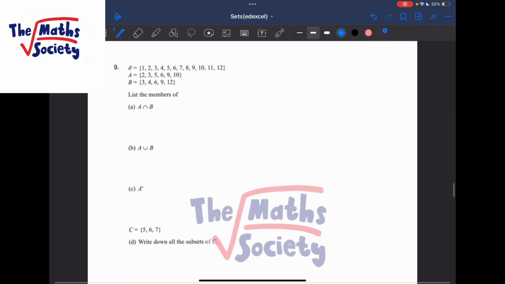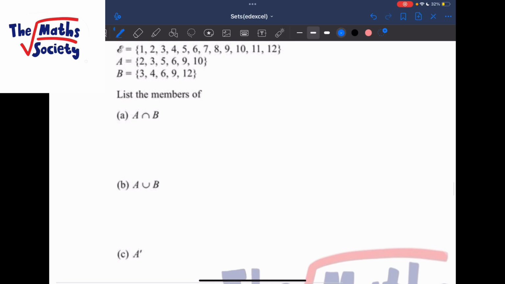And then here it says number 9, list the members of A intersect B. You just need to list them. A intersect B, A and B. You can see 3, you can see 6, 9. So it's going to be 3, 6, 9. Okay. And A union B, which is everything.